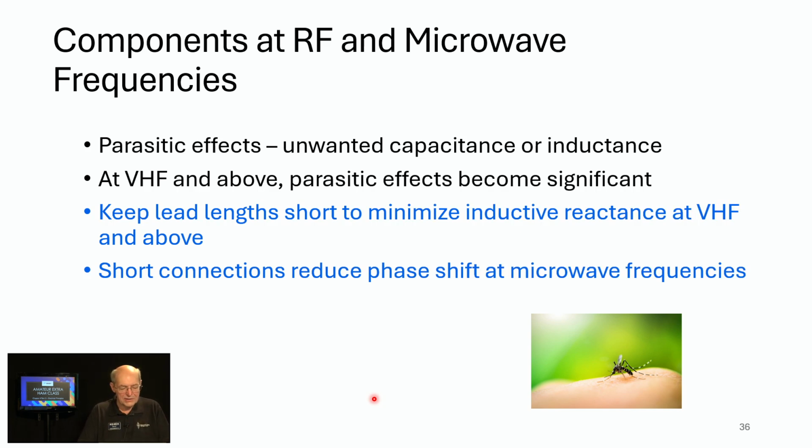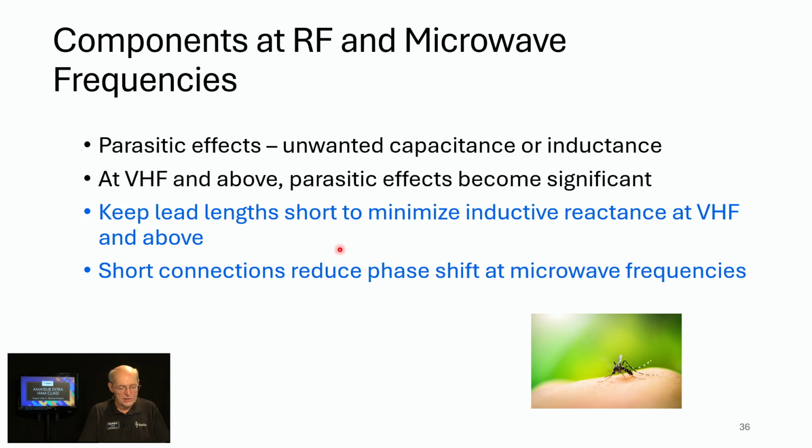Continuing our discussion about higher frequencies, we have parasitic effects. So what is a parasite? A parasite is something that's usually free and it's unwanted, okay? So the perfect illustration of that I thought was a mosquito. He's down here. So parasitic effects, unwanted capacitance or inductance. At VHF and above, parasitic effects become significant. So at higher frequencies, you really have to take this into account. But again, our radio manufacturers have done that for us.